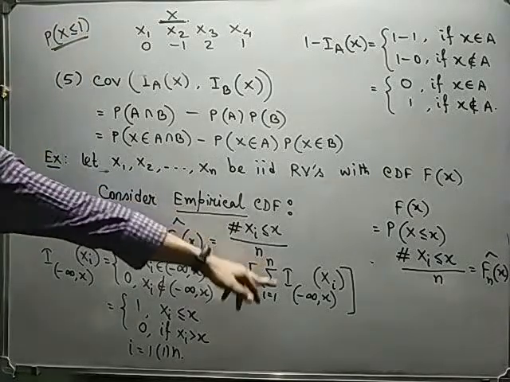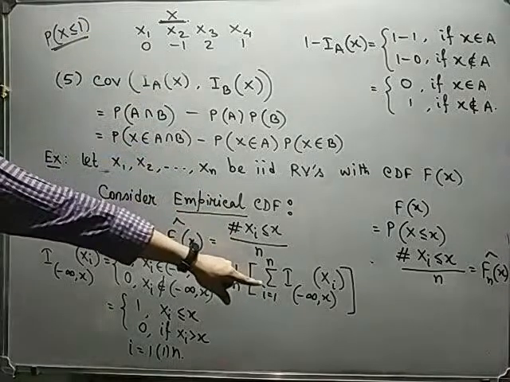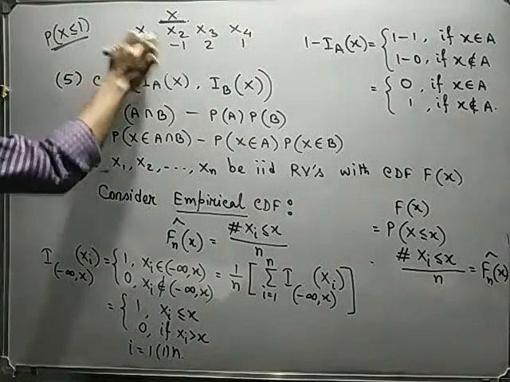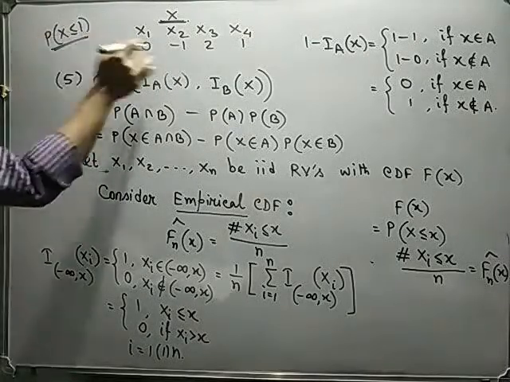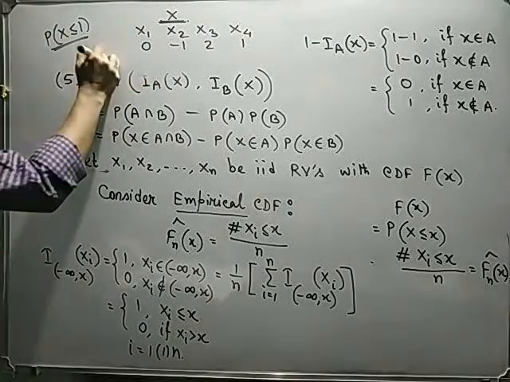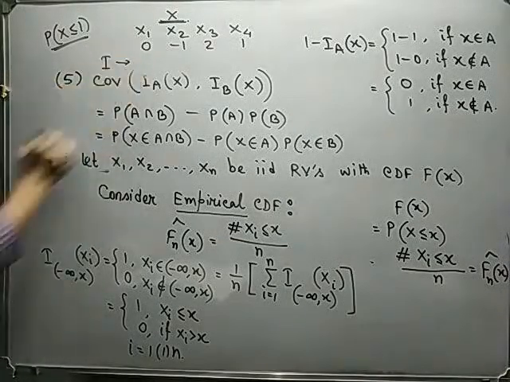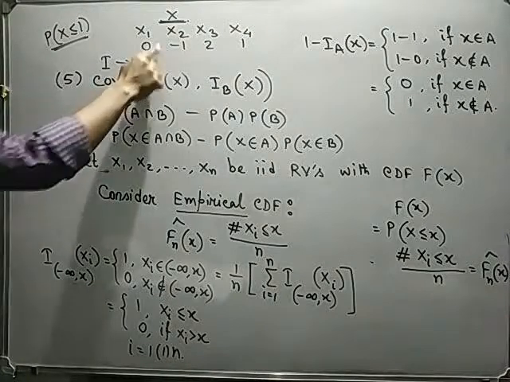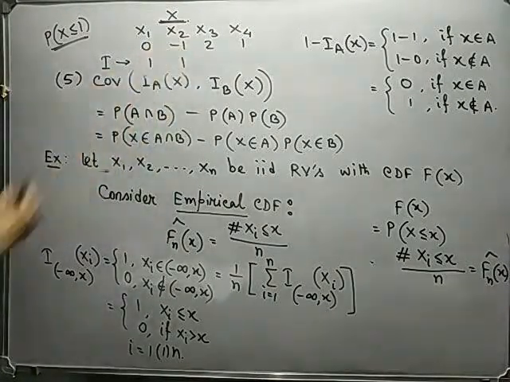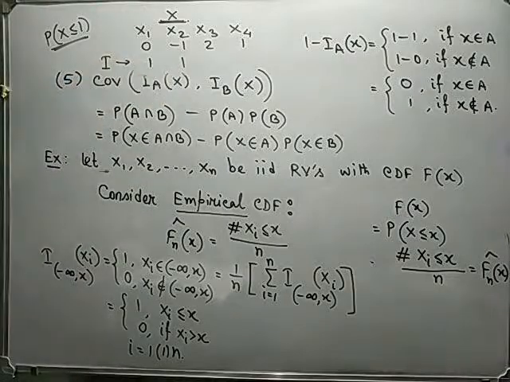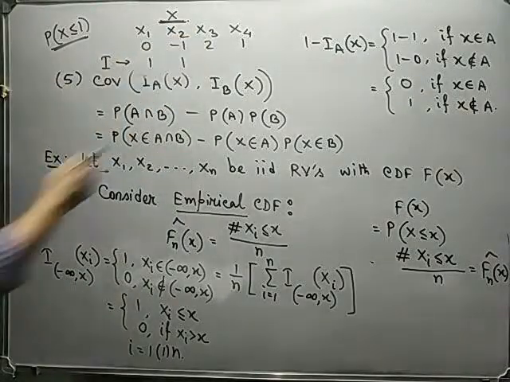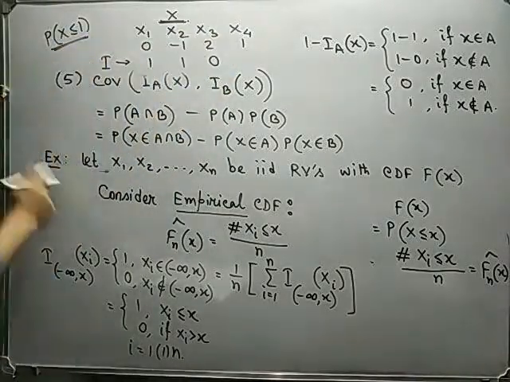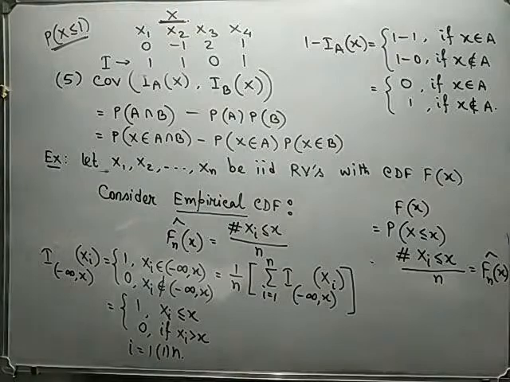We have defined an indicator function, and it is applicable to each and every xi. If x1 is less than or equal to 1, then the indicator function will have the value 1. As this is less than or equal to 1, the indicator function will take the value 1. This is not less than or equal to 1, so for this it is 0, and for this it is also 0.